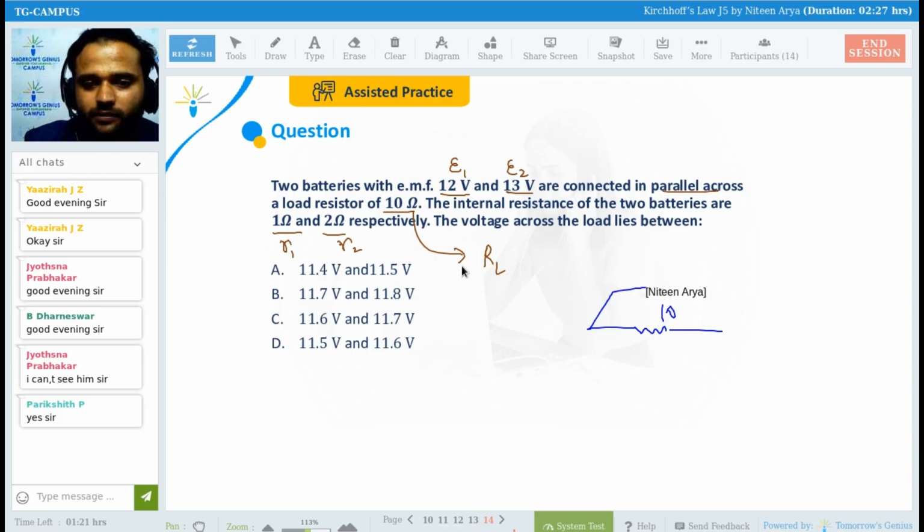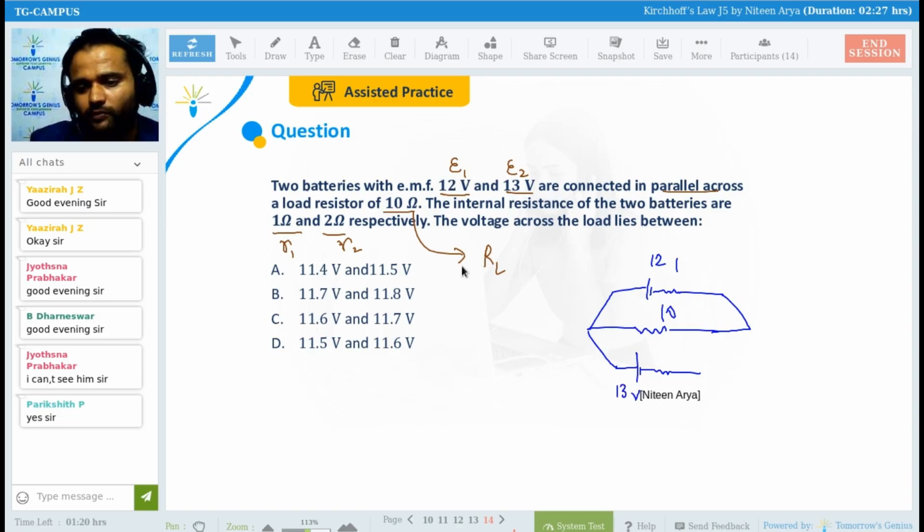Suppose this is your one cell, which is 12 volt, and the resistance on this is 1, right? This is your cell 2, and this is R2. So this is 12 volt, 1 ohm, and 13 volt. Let me write it below: 13 volt, 2 ohm, 10 ohm.